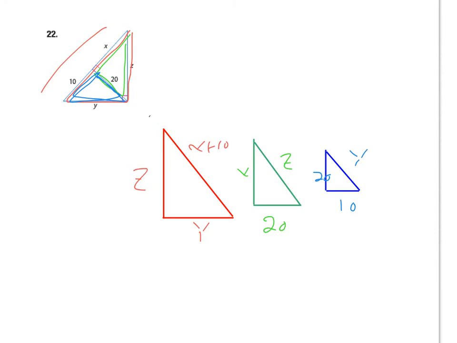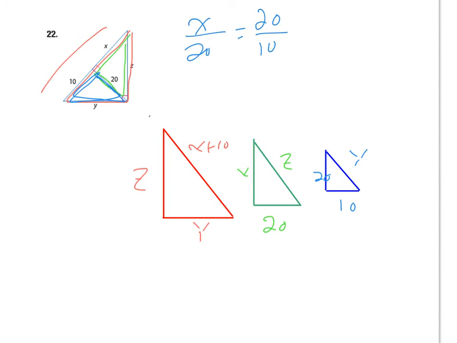Okay, let's solve for x first. Get my pointer. I'm just kind of looking around. Let's do this right here. X is to 20 as 20 is to 10. So I'm going to write that out. X is to 20 as 20 is to 10.